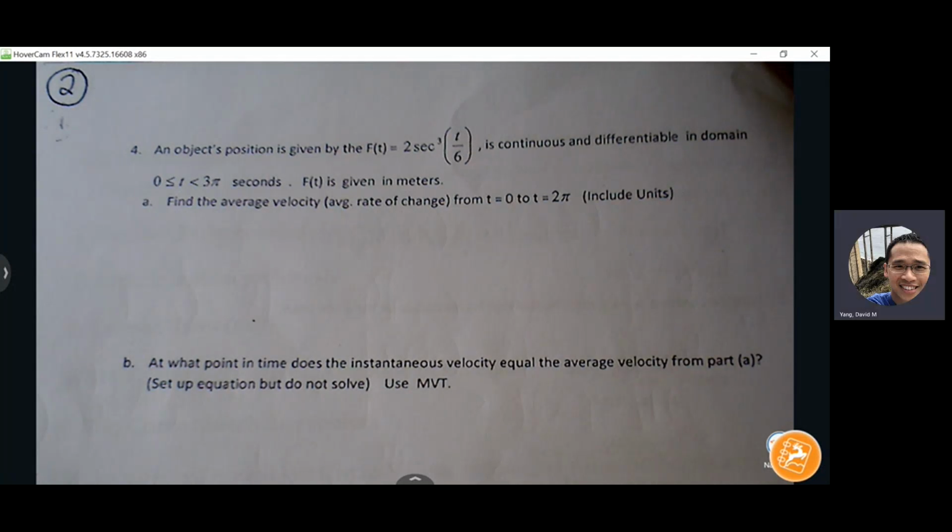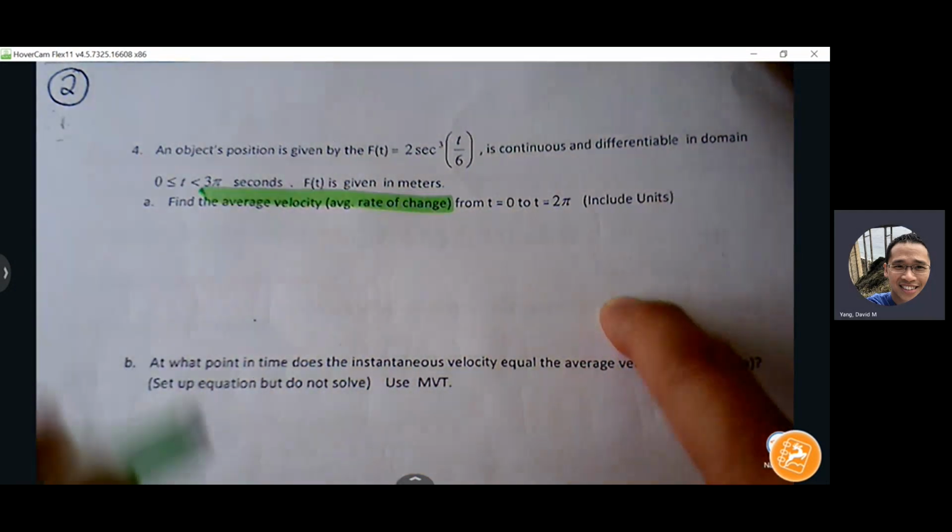We've done it already, so in the interest of time, I want to walk through it and make sure that you guys are comfortable with these topics here. The object's position is given by f of t equals 2 secant cubed of t over 6 on the domain from 0 to 2 pi. f of t is given in meters. Find the average velocity. So average velocity, average rate of change, I want to make sure we understand what that means.